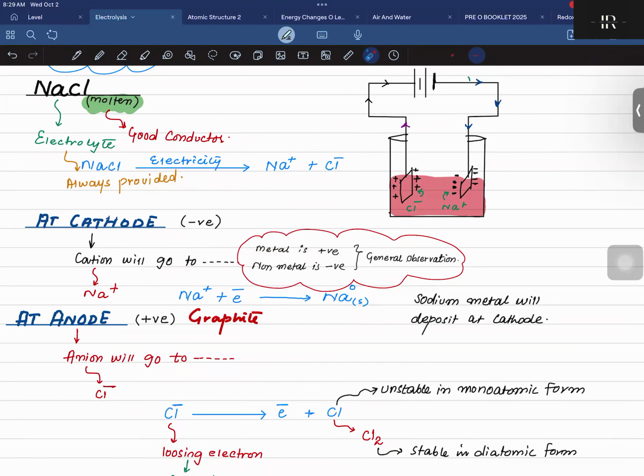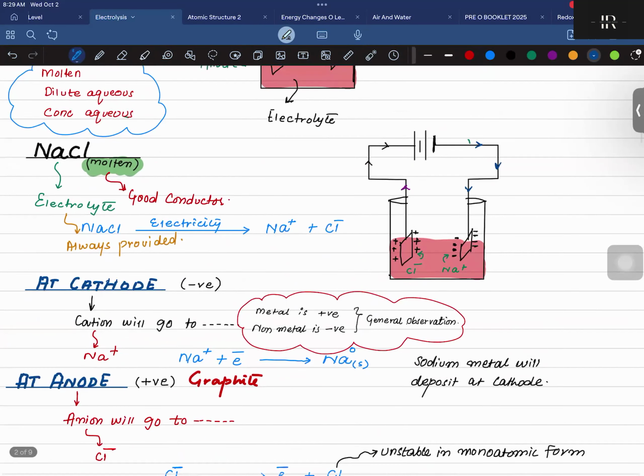Okay. I'm going to give you another compound, and I'm expecting you to write all of the things that I did for molten sodium chloride. This is molten calcium chloride. I need all the data as for molten sodium chloride. Fast. I'm going to give you 2 minutes.